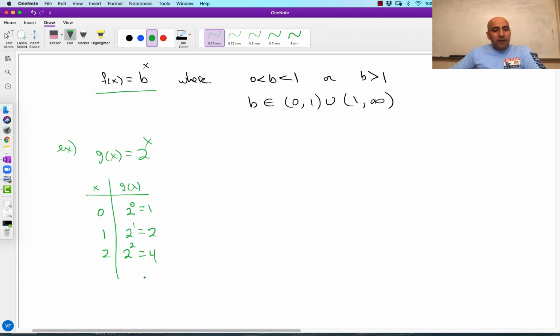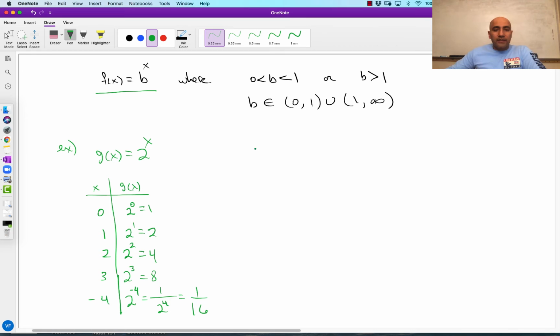So we start to see powers of 2. For x equal to 3, we get 2 to the third power, which is 8. x is allowed to be a negative number, so we could have negative 4, for example. That would be 2 to the negative 4 power, which is equal to 1 over 2 to the positive 4 power, which is equal to 1 over 16. And we can keep going that way.